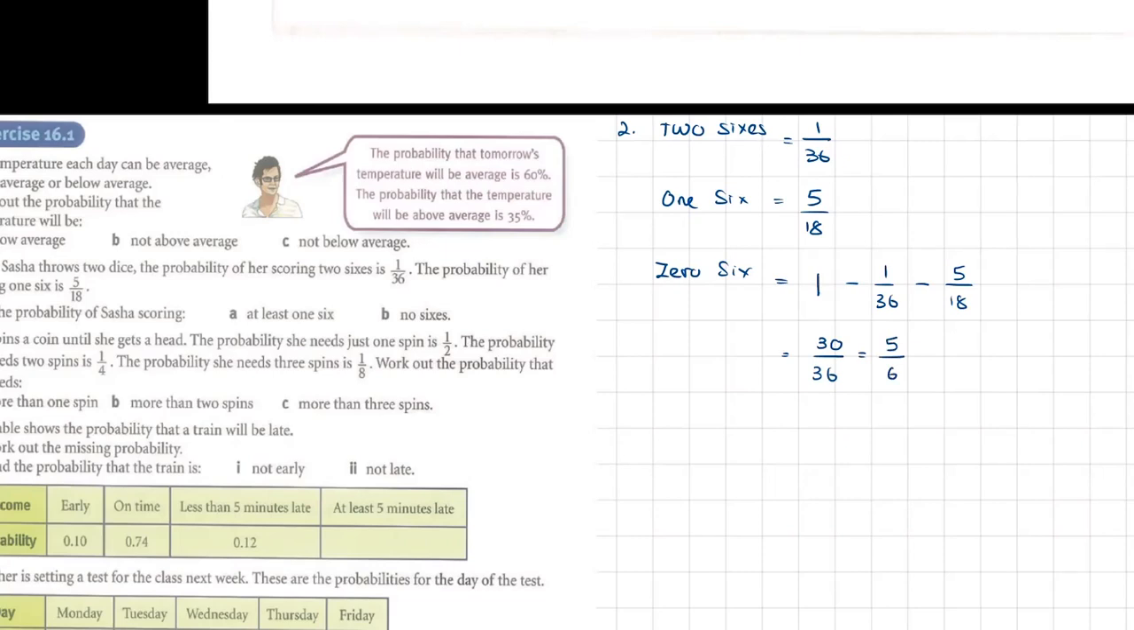Okay, so this one we can change to, no, sorry, that's not that, not 30, my bad. Because this one I need to change to a common denominator, 10 over 36.